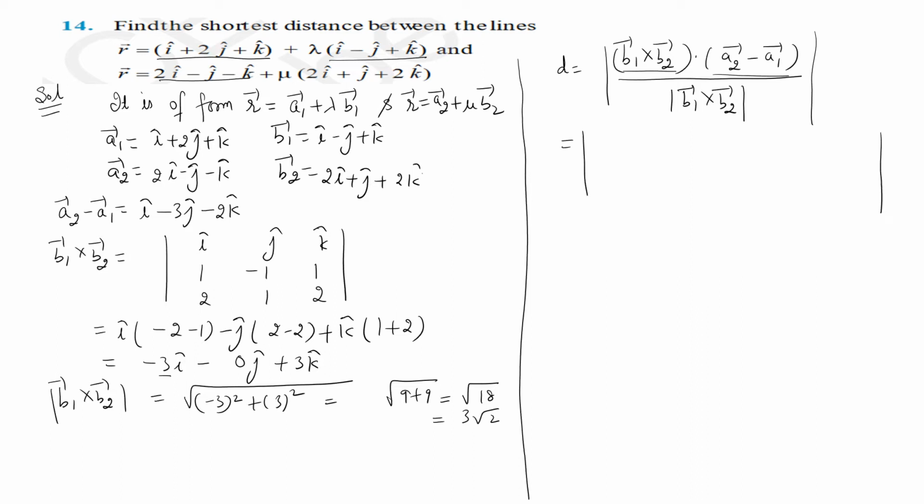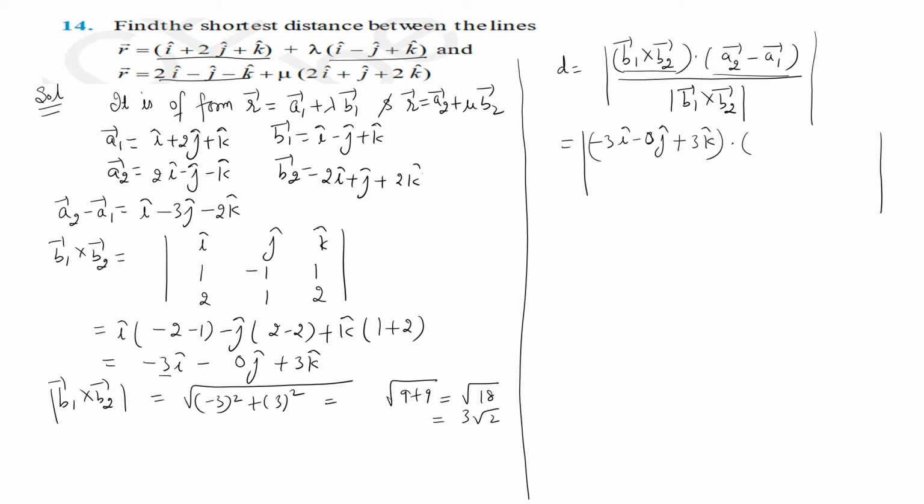So we are having b1 cross b2. This is minus 3i plus 3k. Be careful, as we are having 0j, so that there is no mixing while taking the dot product. We should consider that we don't have any j.